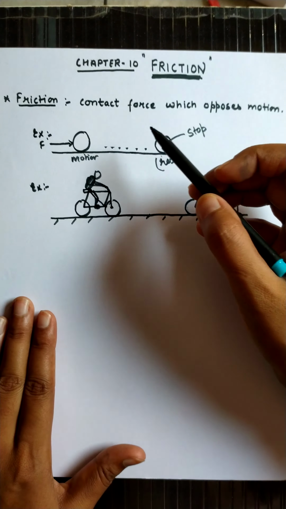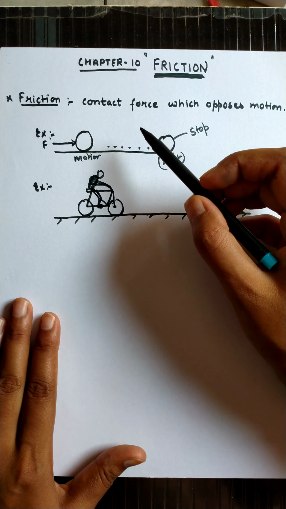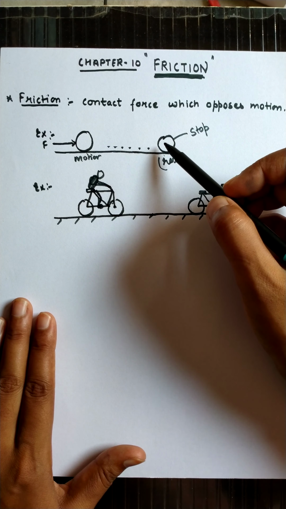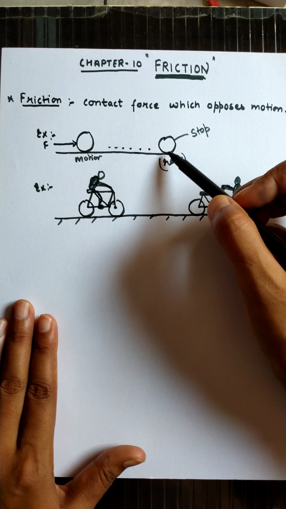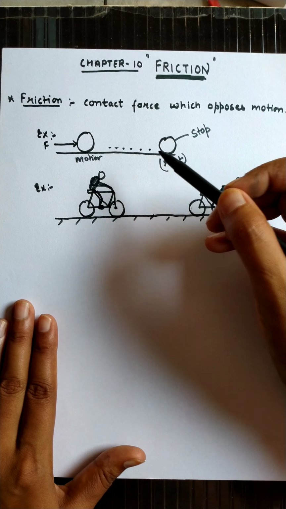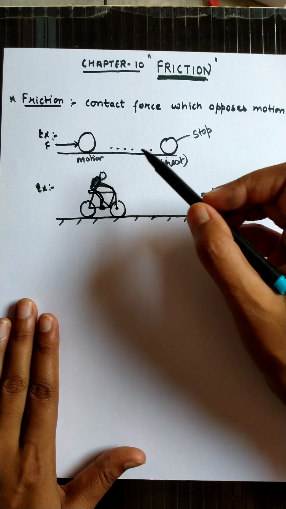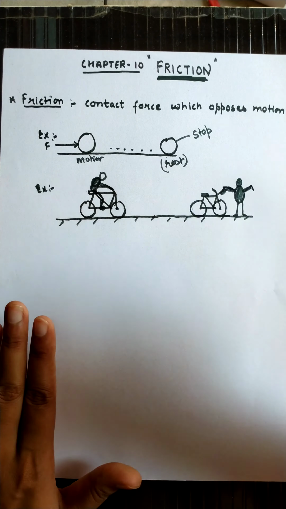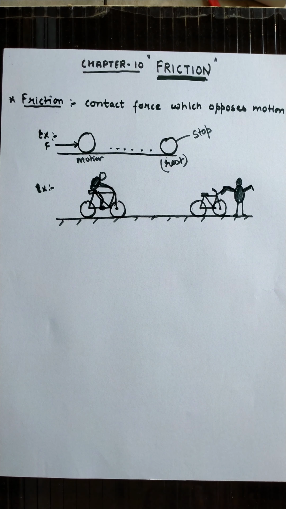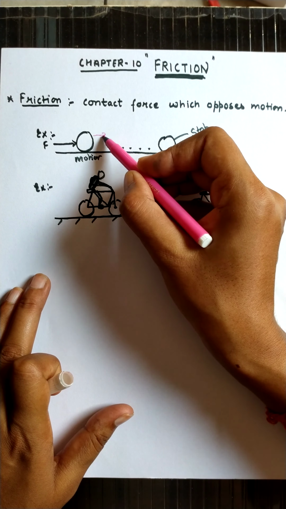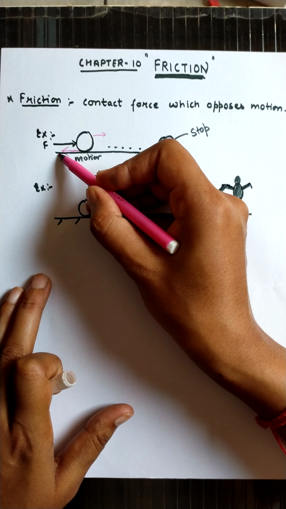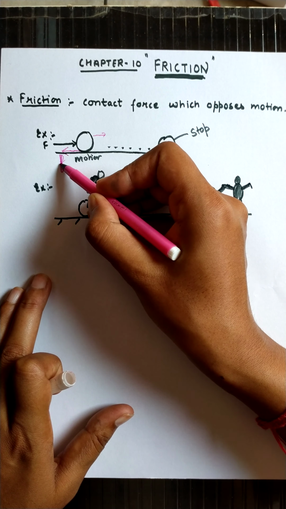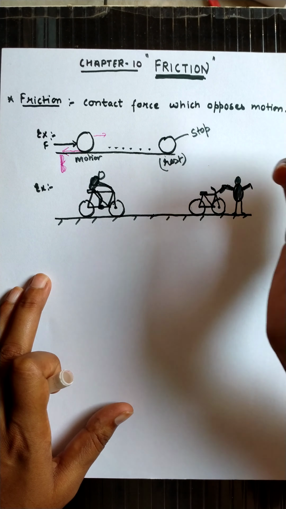So what is friction force? Friction is a type of contact force which acts between two surfaces, two objects in contact with each other. This force always acts in the opposite direction to the motion of the object. If the object is moving in this direction, then the friction force acts in the opposite direction. I'm just representing the friction force with a small f.